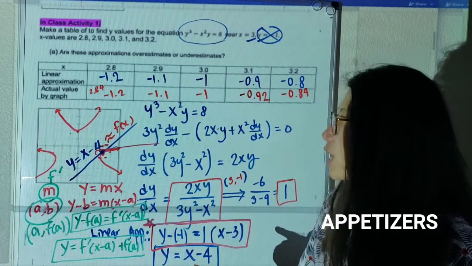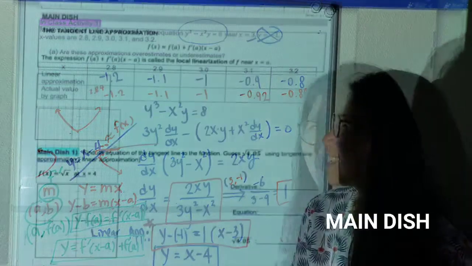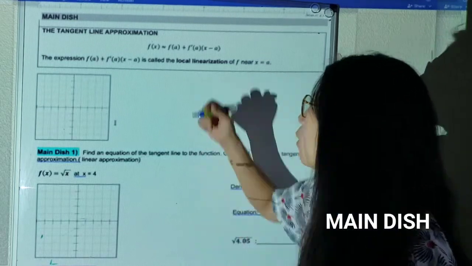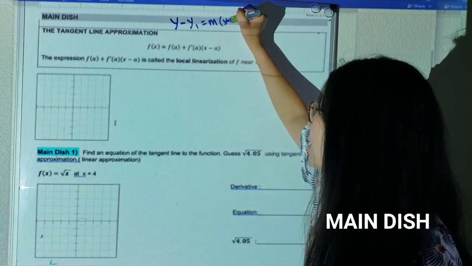So let's go back to now. Let's look at the main dish together with me. Remember this one? Okay, class, let's start the main dish. So earlier, do you remember point-slope form? y minus y1 is equal to m times x minus x1.